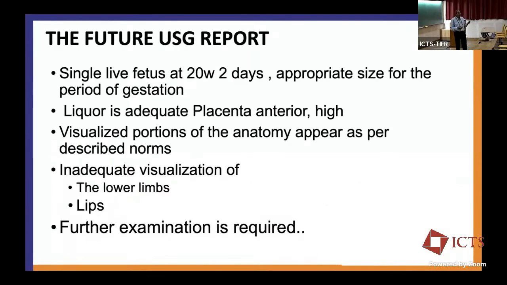So how should the future ultrasound report look? Single live fetus at 20 weeks, 2 days, appropriate size for period of gestation, liquor is adequate, placenta is anterior high, visualized portions of the anatomy appear as per described norms, inadequate visualization of the lower limbs and lips, further examination is required. With one press of a button, the system should throw out this kind of a report.